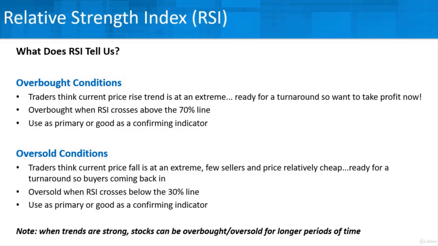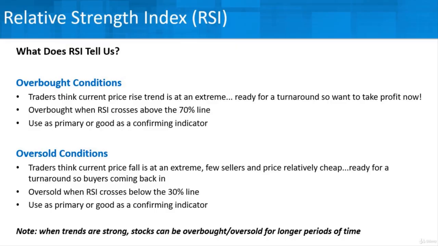So what RSI is really telling us is about overbought and oversold conditions. That's a big thing. If you think about an overbought condition, traders are thinking the current price rise trend is at an extreme, right? The prices have gone up to the top. And traders are starting to think, it's starting to settle down now. There might be fewer people coming in to buy. We might be ready for a turnaround at any moment, where the prices are going to start falling. So we might want to take our profits now. We might be getting towards the peak. Again, it's hard to predict the actual peak and trough of a price, but the idea is you want to get as close as you can.